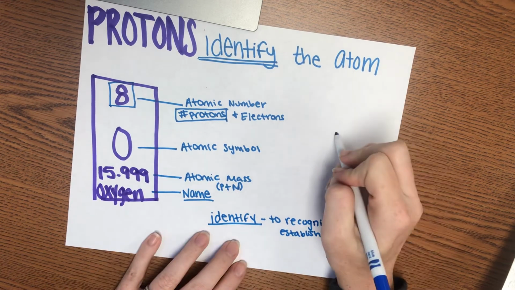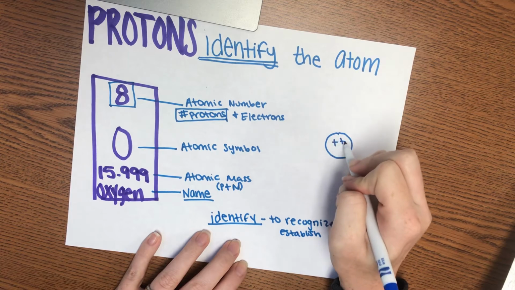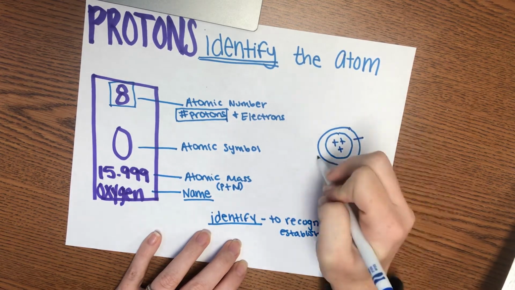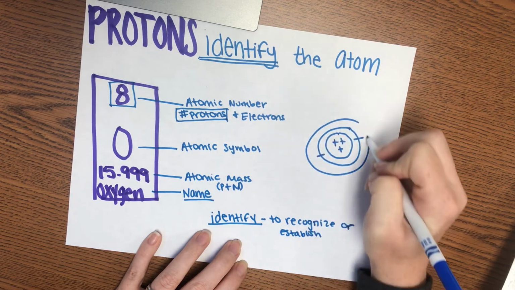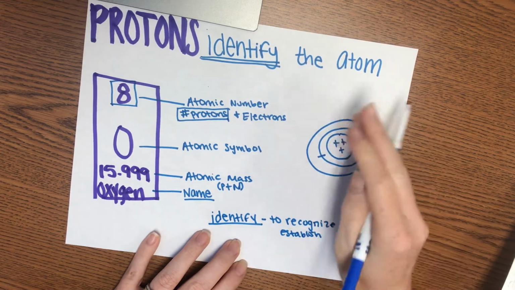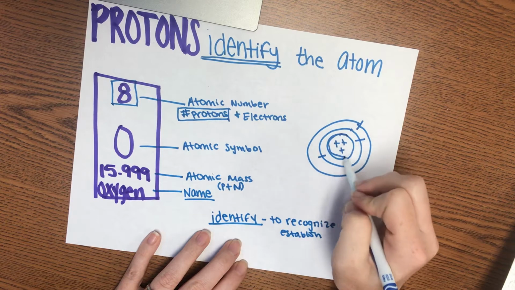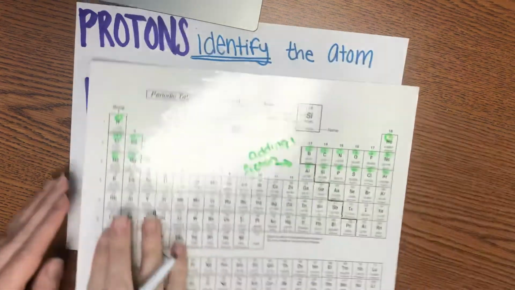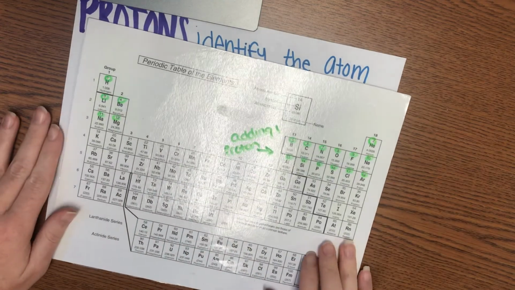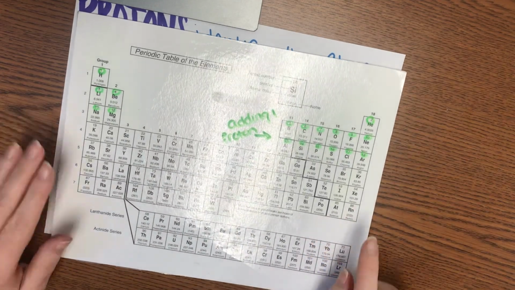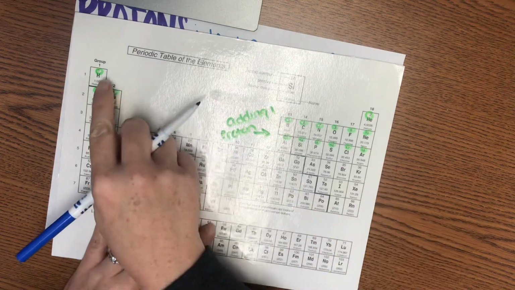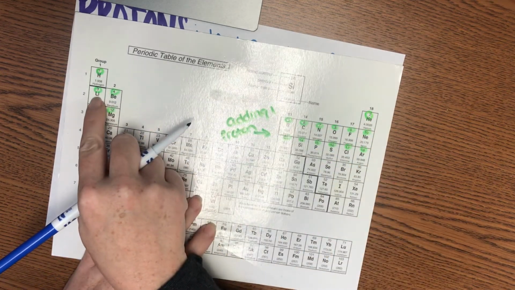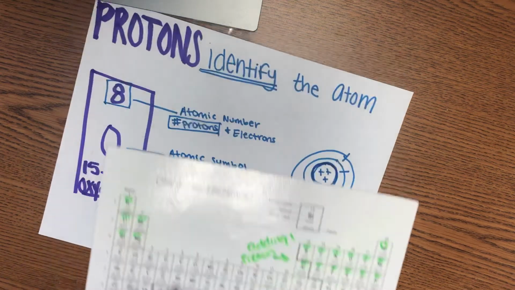Anytime you see an atom, even if you're looking at a Bohr model, that has 3 protons inside of its nucleus, it doesn't really matter what else is going on with this atom. If you can see the center and see that there are 3 protons, you can come over to your periodic table and all you have to do is find the number at the top, the atomic number that says 3. 1, 2, 3. That is an atom of lithium.